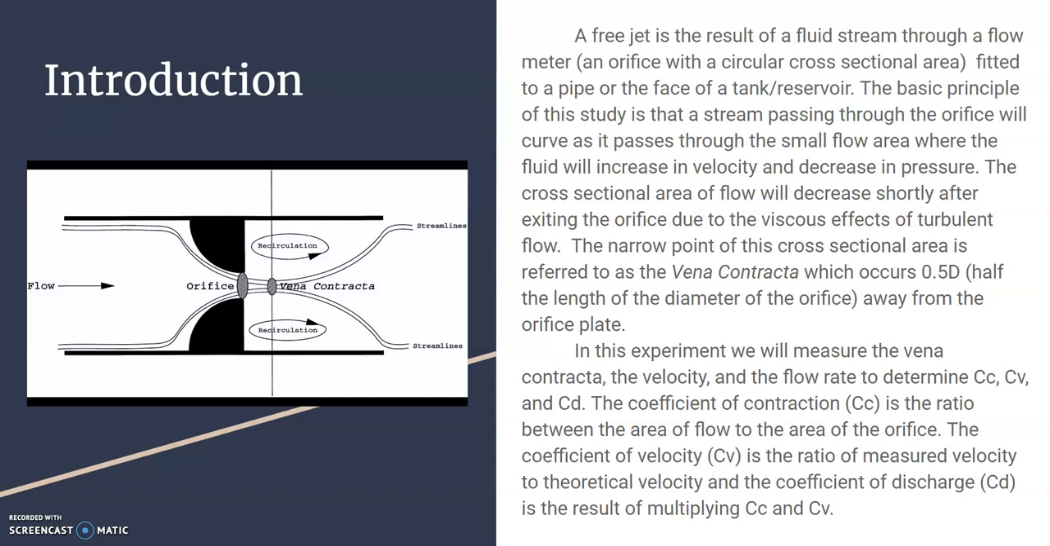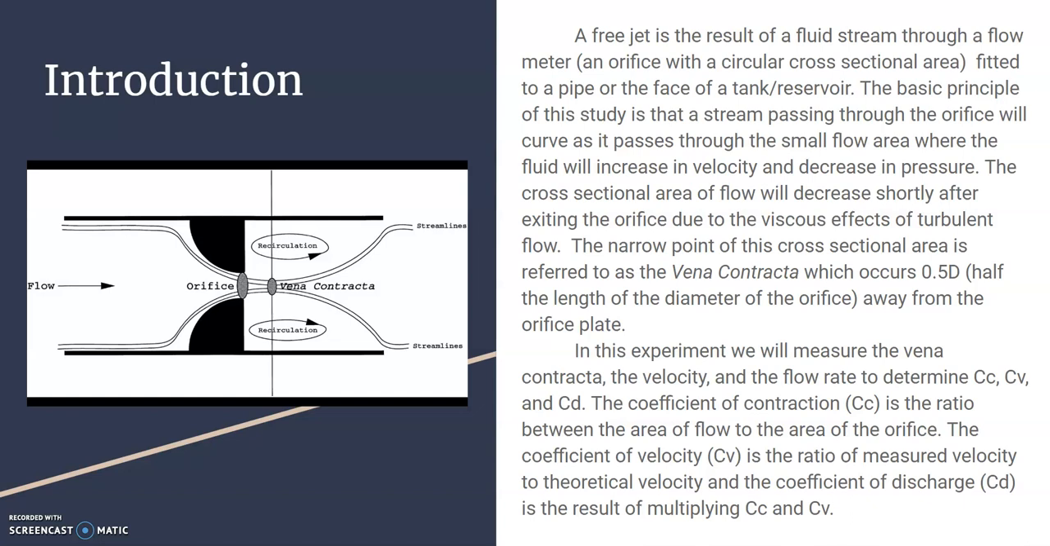In this experiment, we'll measure the vena contracta, the velocity, and the flow rate to determine the coefficient of contraction, coefficient of velocity, and the coefficient of discharge. The coefficient of contraction is the ratio between the area of flow to the area of orifice. This is always less than 1 and typically ranges from 0.62 to 0.7.